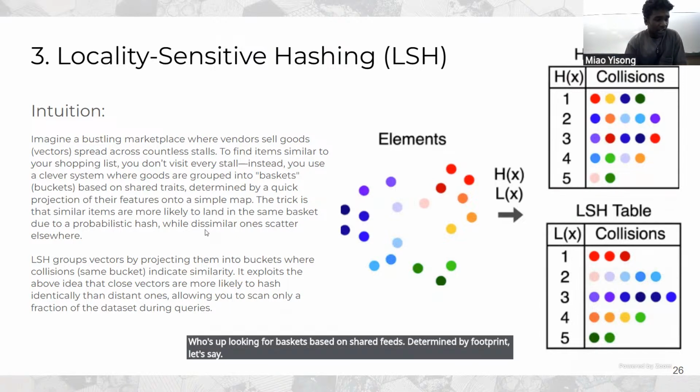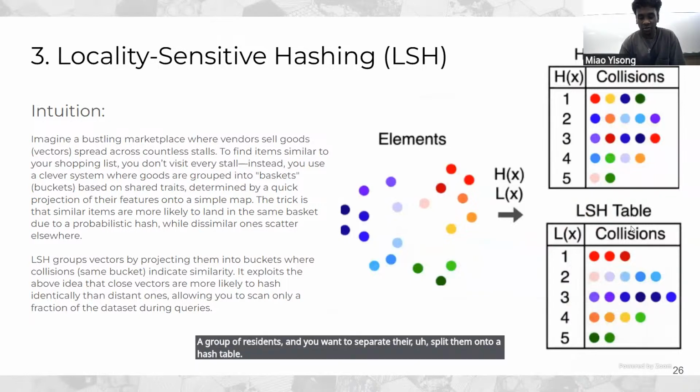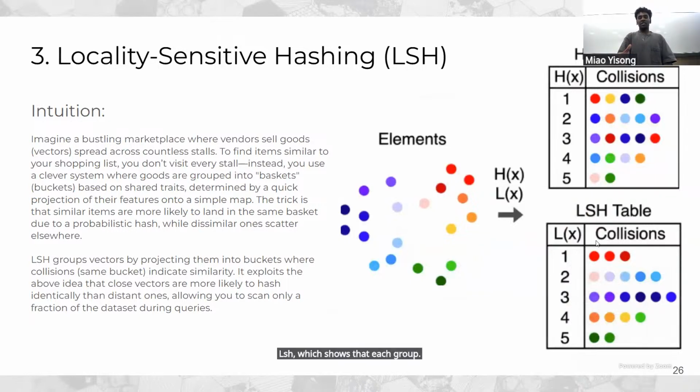And yeah, the image should show what I'm trying to convey here. Basically, if you have a group of elements and you want to separate them or split them onto a hash table, LSH makes sure that each group of the table has some form of similar trait, which it then exploits to query and retrieve data way faster. The last line explains it pretty clearly, allowing you to scan only a fraction of the data set in queries.